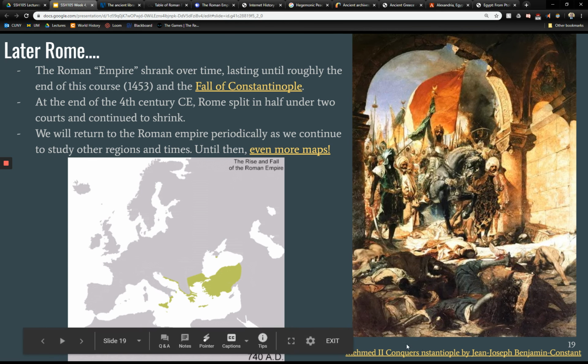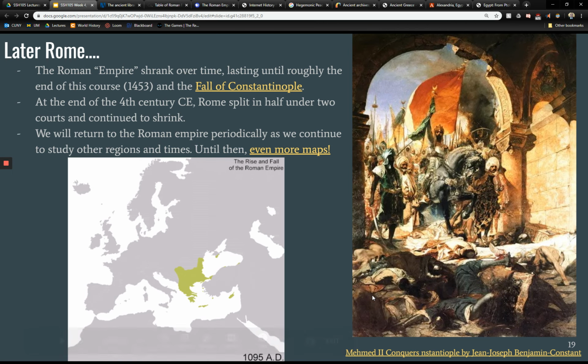Here we see Mehmed II conquers Constantinople, that should say. Sorry, I've mistyped it there. And this is a modern painting of this conquest, and it is the destruction of the capital of Rome.